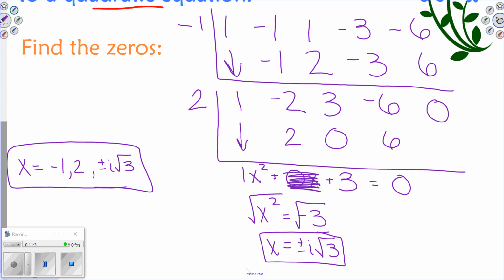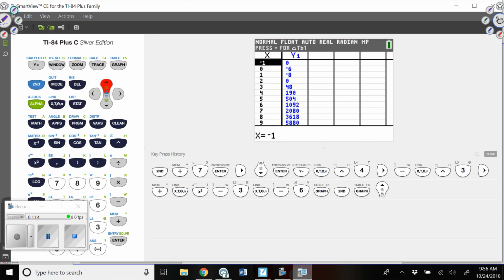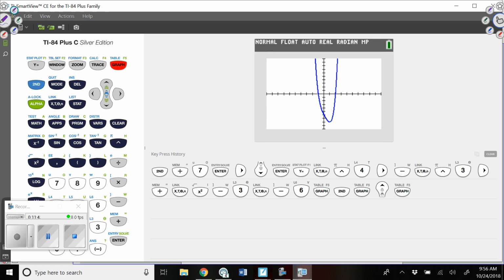Go back to your graph really quick. I'm losing things on my board here. So if I look back at the graph, how many times did it cross the x-axis? Only twice. And I knew it should have had 4 answers. It meant that the imaginary ones have to be the other 2.